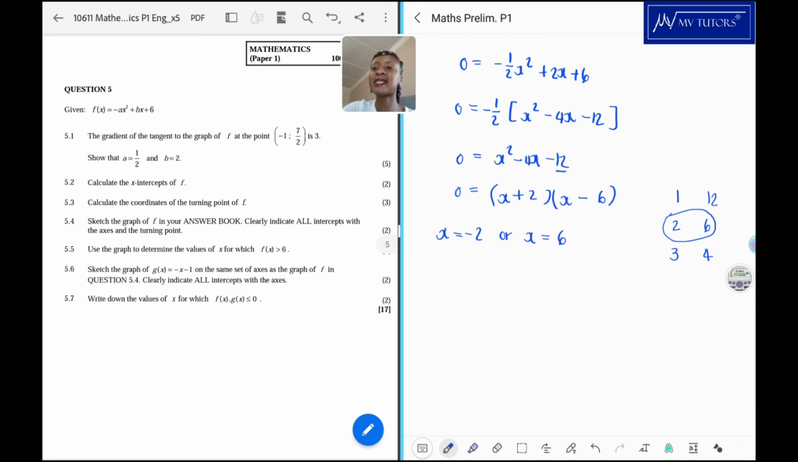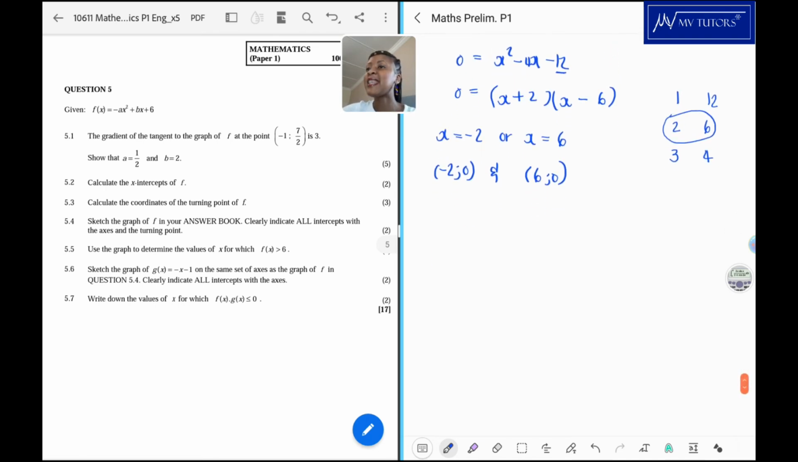So if I look at the x-intercepts, I have negative 2 and 0, and I also have 6 and 0. Okay, and then, wow, the x-intercepts, that was just 2 marks. That was a lot that we did there for 2 marks. All right, 5.3. Calculate the coordinates of the turning point of f.